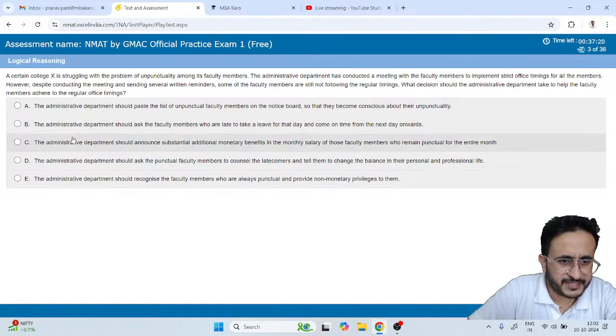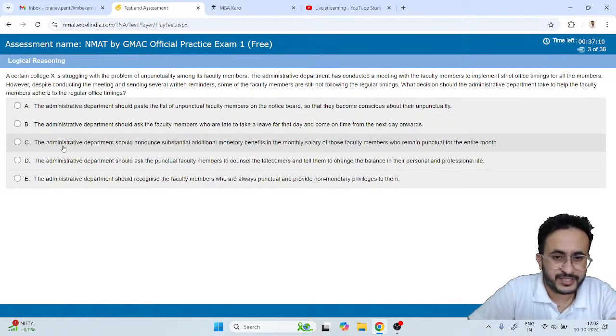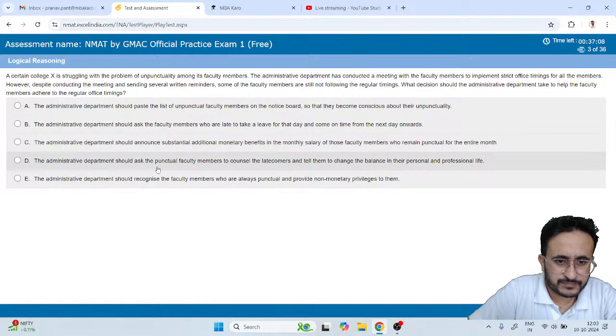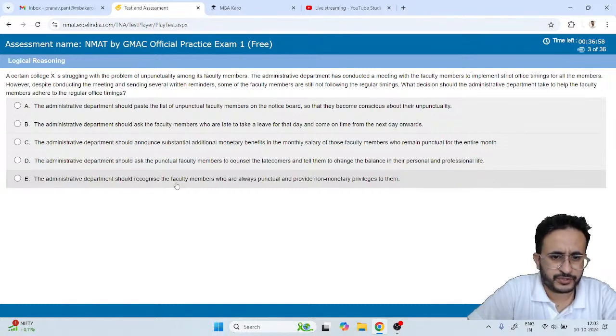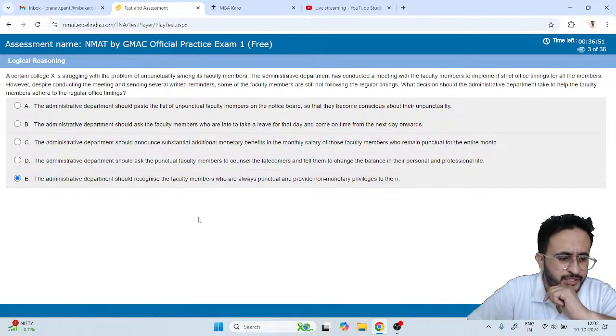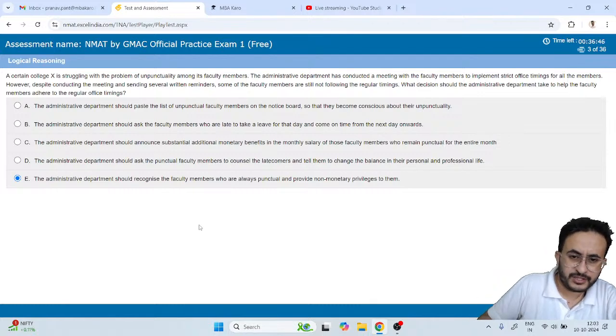No, second is passive. Remain punctual, but that will lead to added cost. Like if you provide money to others, then you will have to incur cost. Counsel the latecomers. Non-monetary privileges looks better, because if you give monetary benefit, then obviously you will have to pay more.